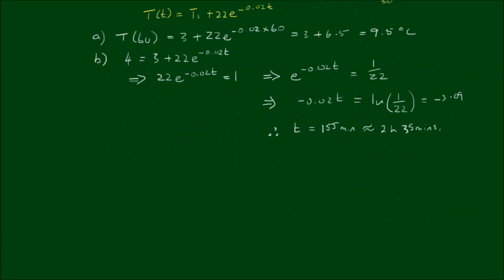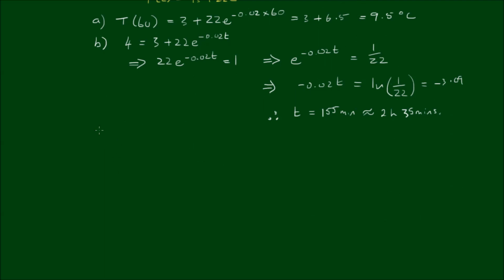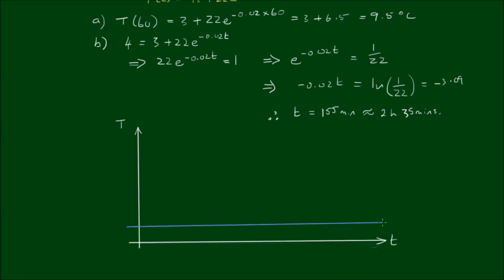Okay, before I pack up, we can visualize the result, and I'll just do a rough sketch. So let's let the vertical axis be the temperature. We'll let the horizontal axis be the time. We have an asymptote at 3 degrees. We are starting at 25 degrees, and over time we are eventually going to asymptote towards this 3-degree line. It's a bit rough, but you get the idea.